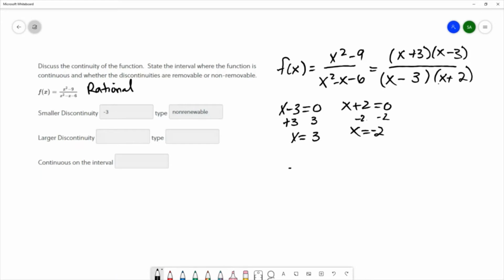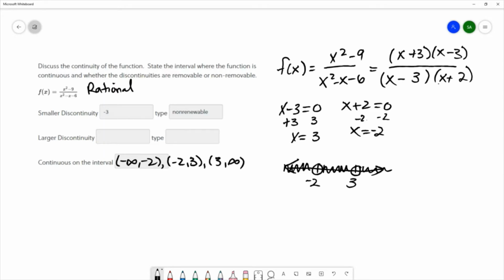So thinking about that on the number line, in order, I've got negative 2 and 3. These are going to be the discontinuities. Everything else is going to be continuous. So that's going to be negative infinity to negative 2, negative 2 to 3, and 3 to infinity. So the function will be continuous on the domain, which is what I have listed here.